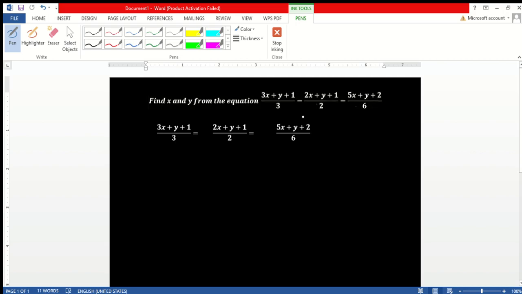Okay, now what it simply means is that the first expression here is equal to the second one. The first one can also be equal to the third one. Similarly, the second expression can also be equal to the third expression.